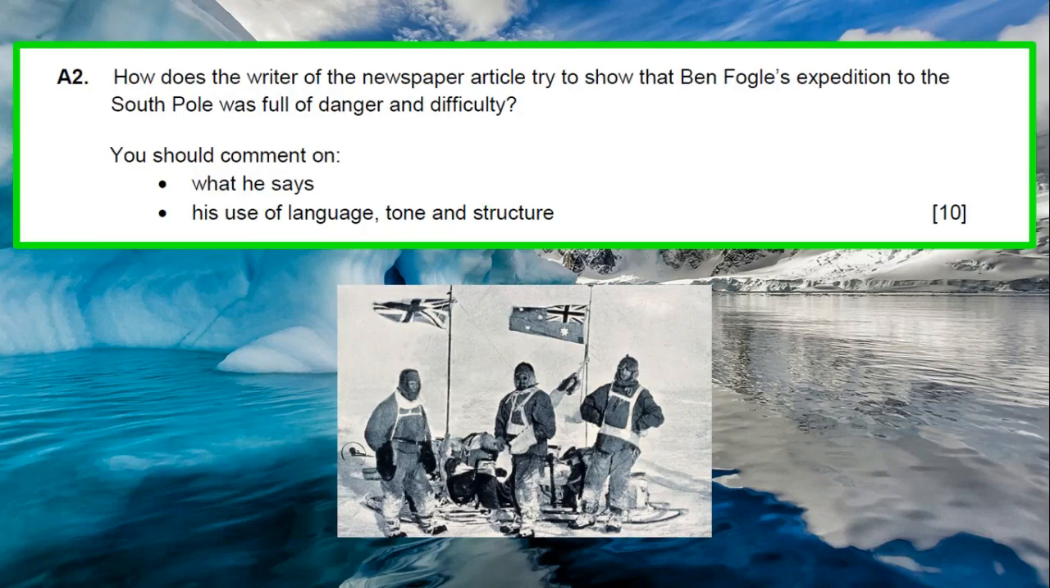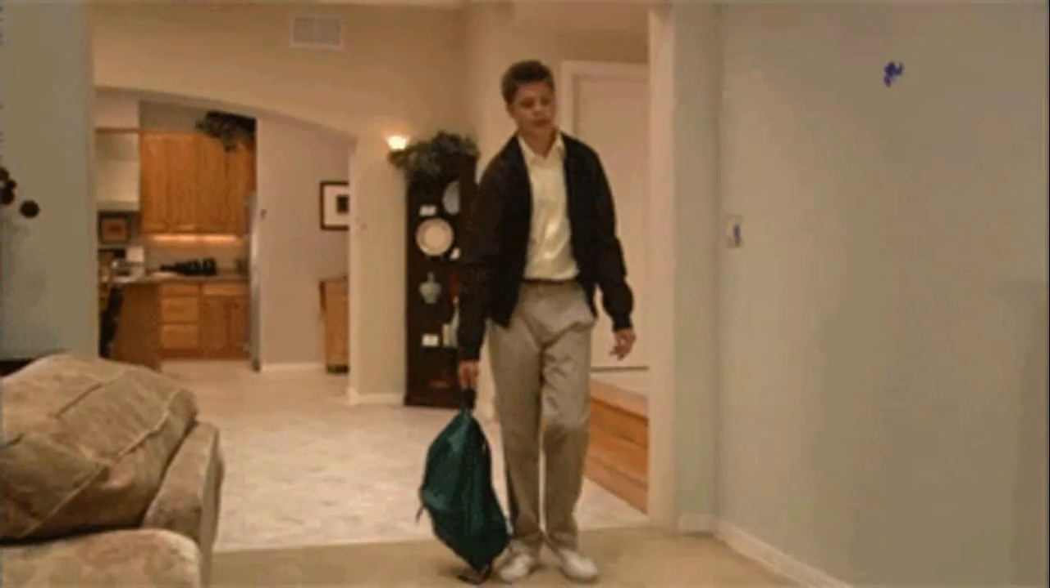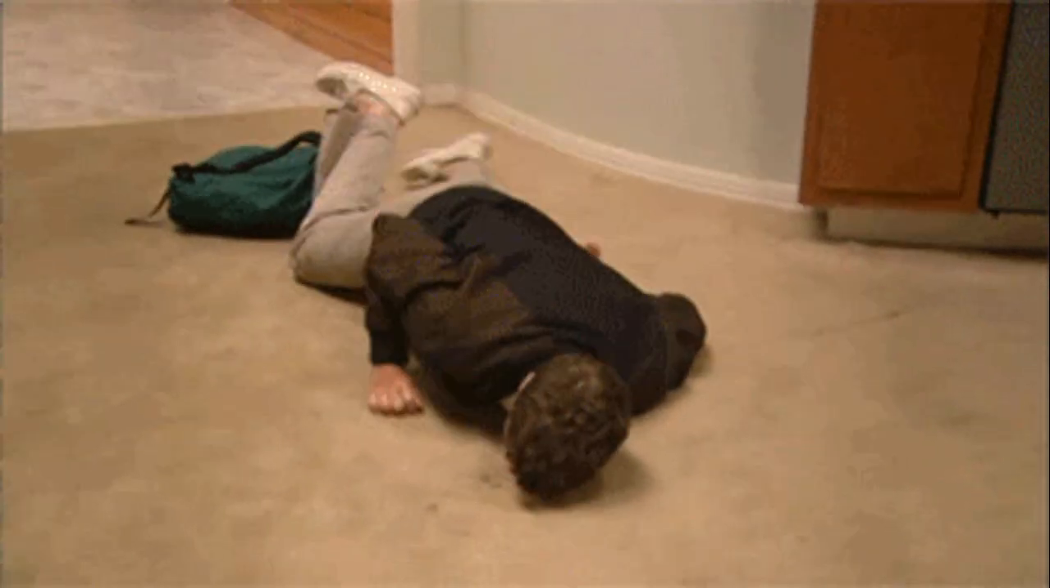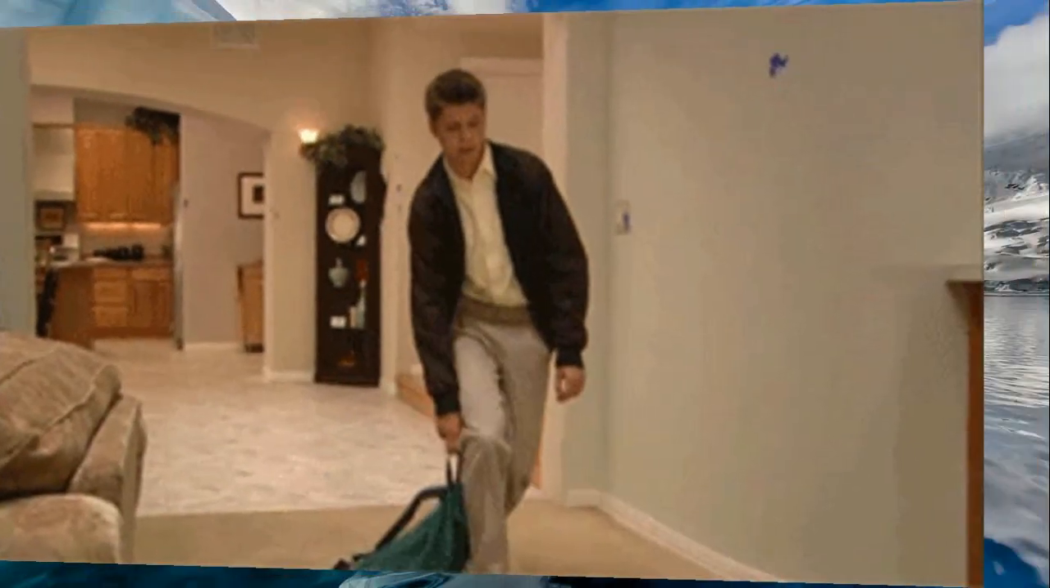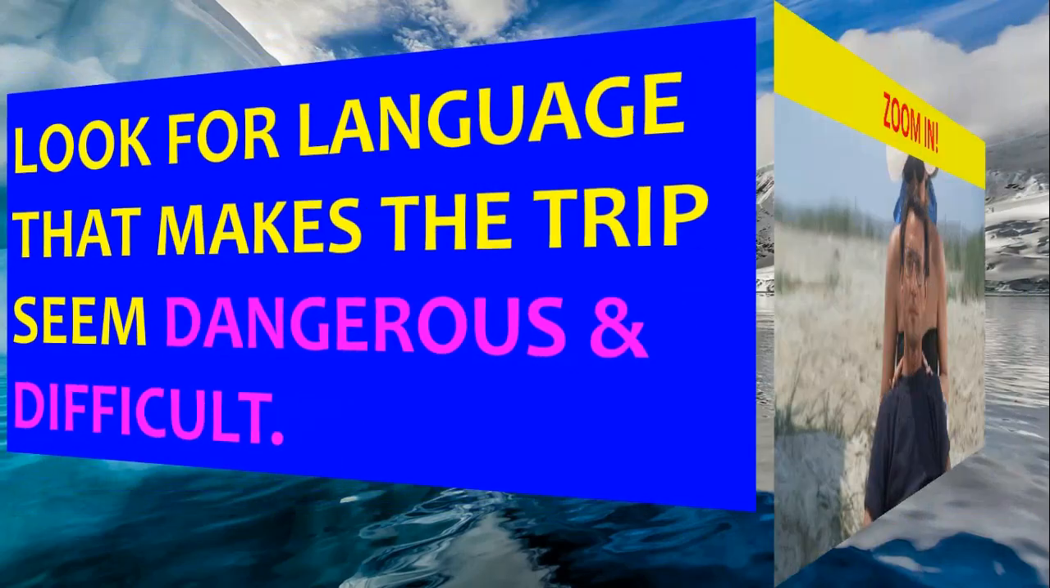So here's the question again: how does the writer of a newspaper article show that Ben Fogle's expedition to the South Pole was full of danger? You should comment on what he says, his use of language, tone and structure. So we're looking at this question in a minute. How does it seem difficult? How does it seem tiring? How does it seem dangerous? So we're going to look for language when we read the extract that makes the trip seem dangerous and difficult.